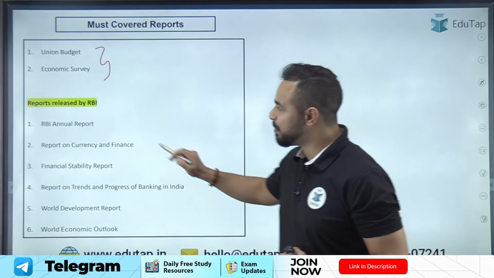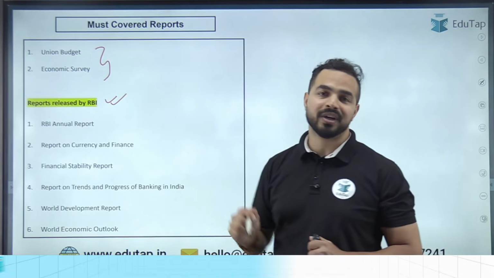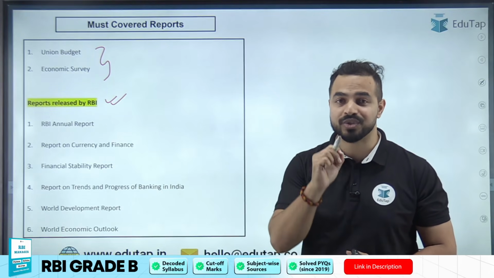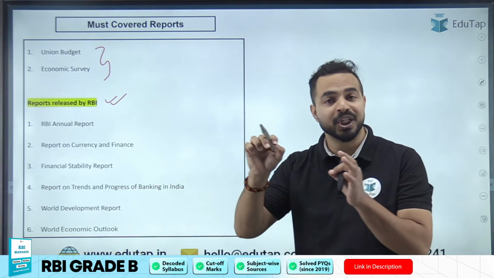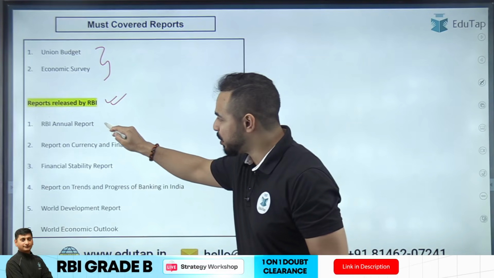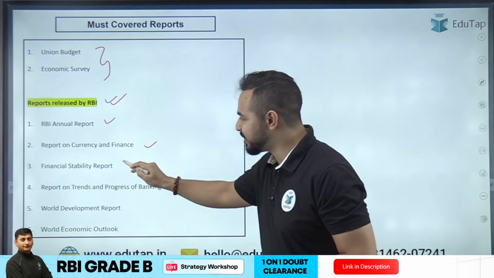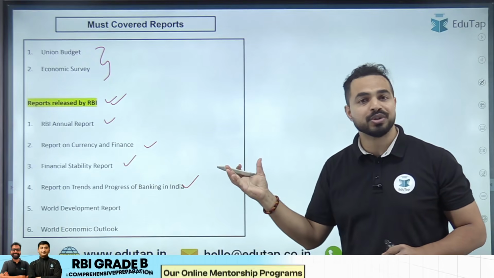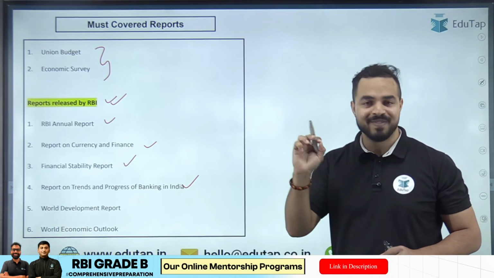Moving ahead, the reports released by RBI are really very important because you are preparing for RBI Grade B Officer exam. So it is very important to cover those reports which RBI specifically mentions in its syllabus and they are released by RBI. Like RBI Annual Report, Report on Currency and Finance, Financial Stability Report, Report on Trends and Progress of Banking in India. So ये कुछ मोस्ट इंपॉर्टेंट रिपोर्ट्स हैं विच आर रिलीज्ड बाय द रिजर्व बैंक ऑफ इंडिया.